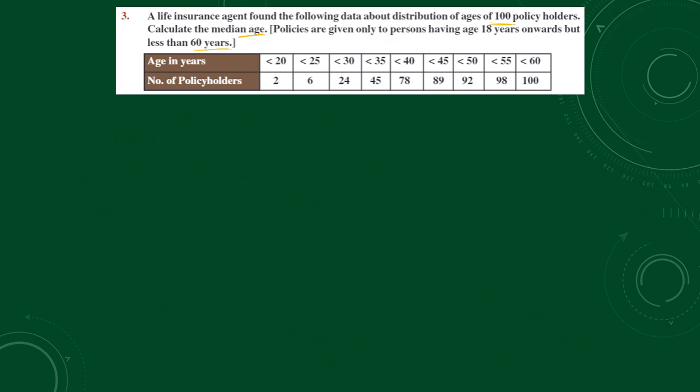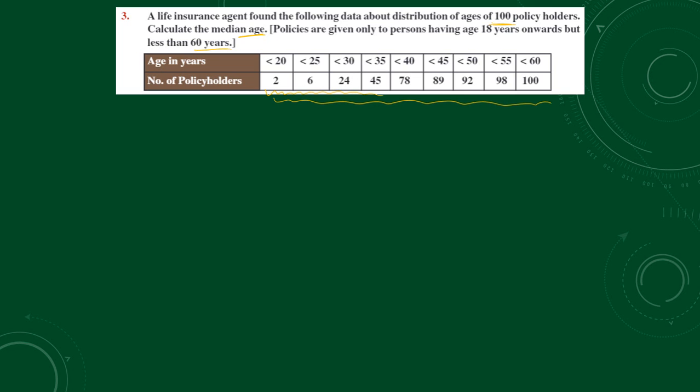So 20, 25, 30, 35, 40. Here the symbol less than is used. So less than 20, less than 25, less than 30, less than 35, less than 40, less than 45, less than 50, less than 55, less than 60. And if you observe, whenever this less than symbol is used, these frequencies are all in increasing order, that is nothing but ascending order.